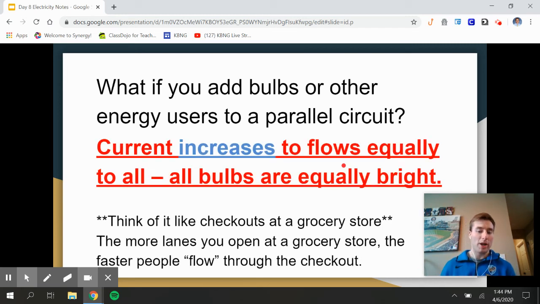If you think about checkout lanes in a grocery store, if there's only one lane open, everybody's got to go through that one. But if we open up more, more people can go through, so your actual current can increase, and you can get through the line much, much quicker if there are more ways for those electrons to flow.